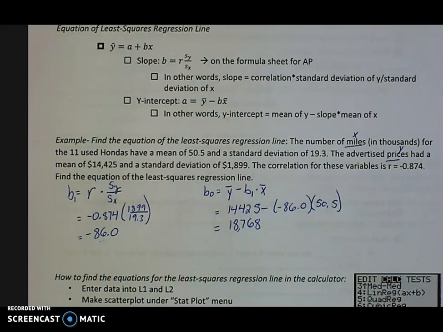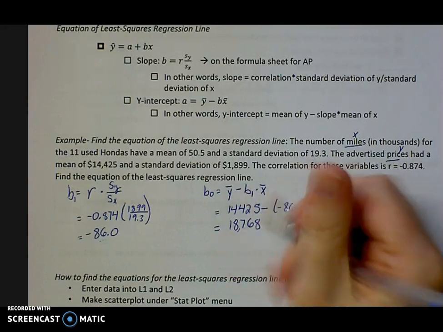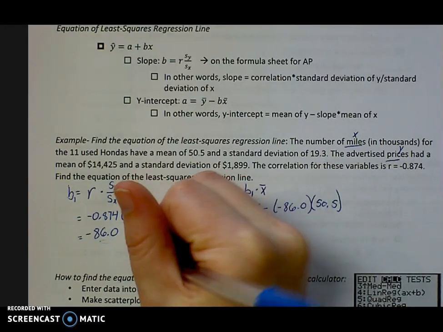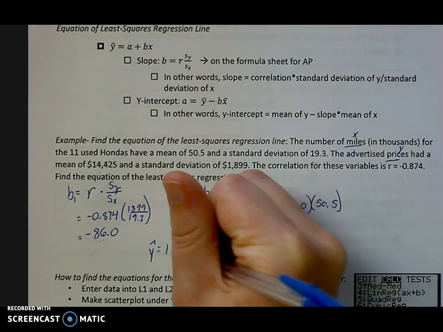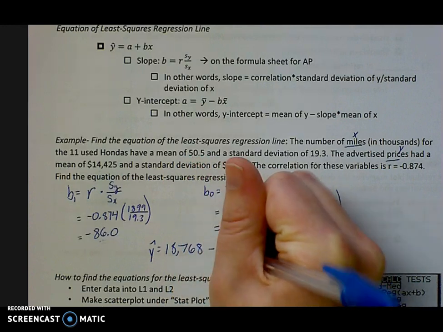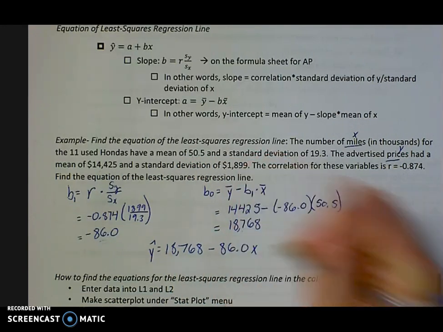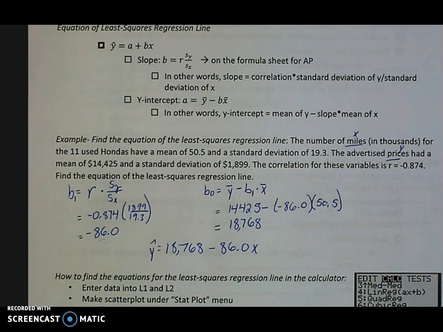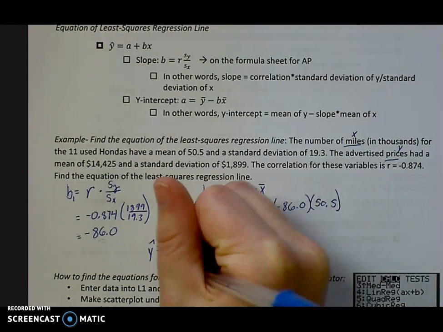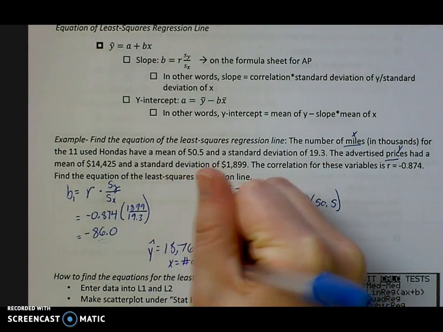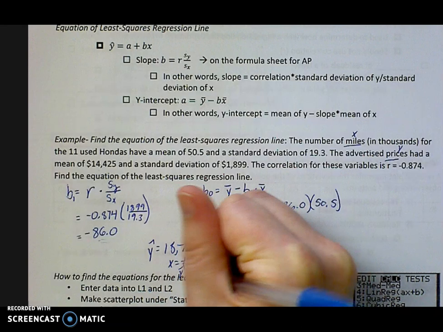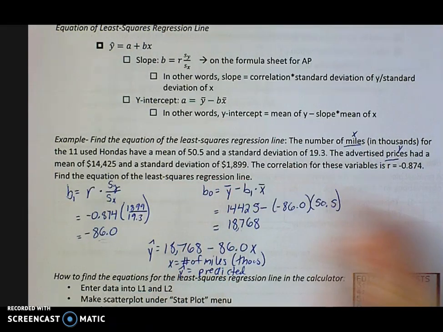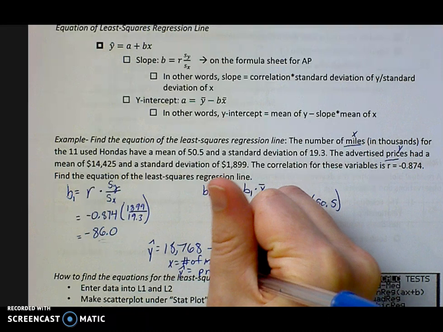So then I want to find the equation. All right. So here's my y-intercept. Here's my slope. So y hat is equal to, always start with your y-intercept, 18,768 minus 86.0x. All right. Define our variables, right? X is the number of miles in thousands. Y hat is my predicted advertised price.